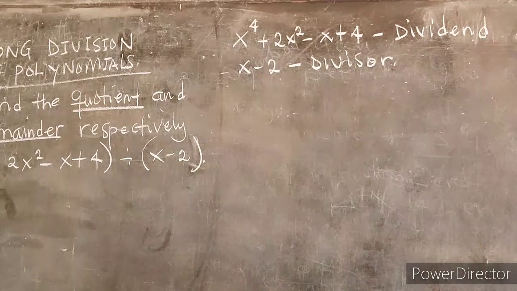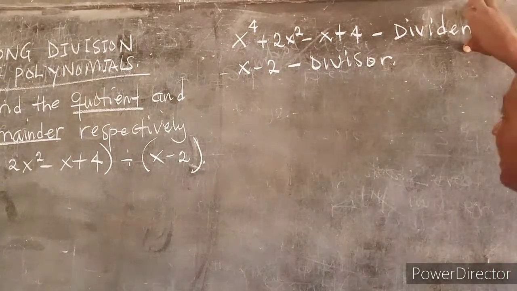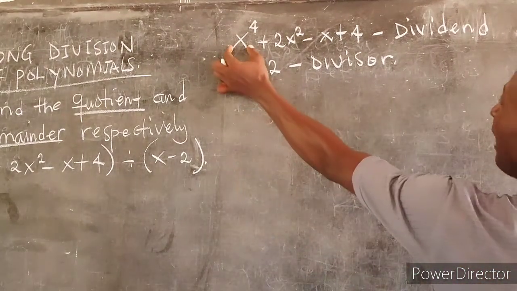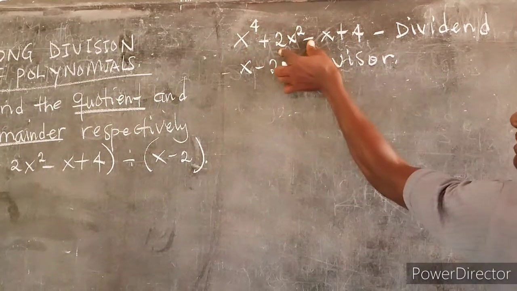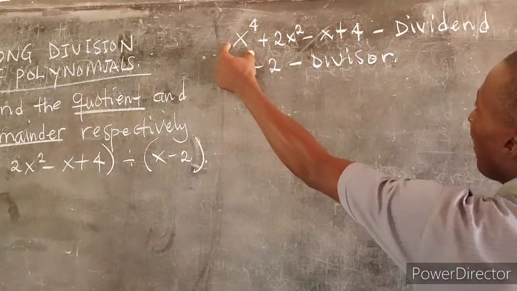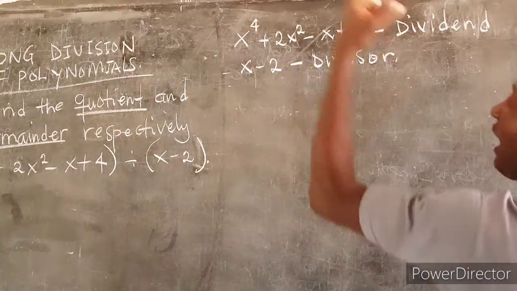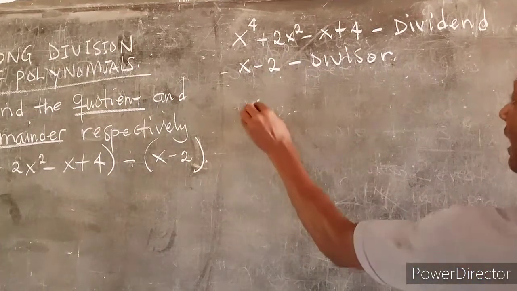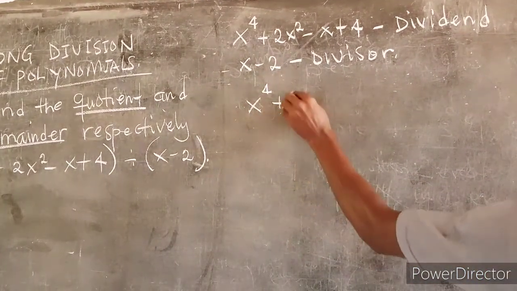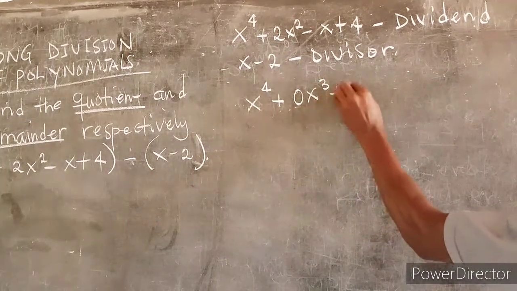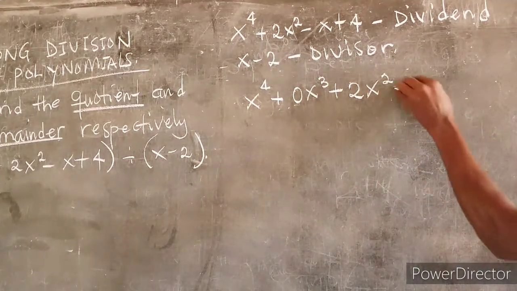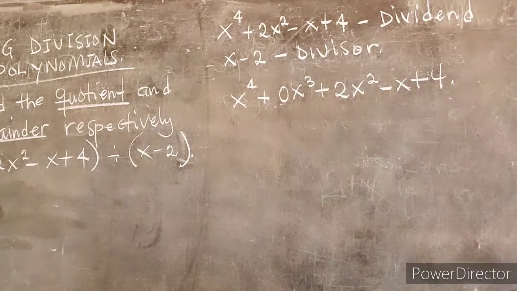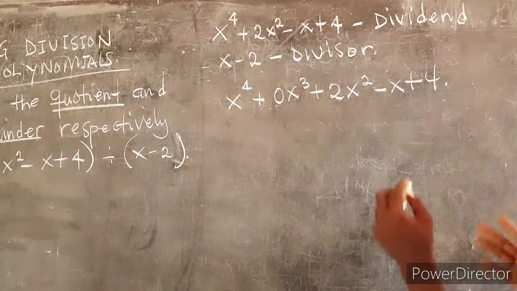In solving this problem, we have to observe the dividend. There's something missing in it. If you move from s raised to the power 4, do you come straight to 2s squared? No. You move from s raised to the power 4 to s cubed. Since there is no s cubed, we write s raised to the power 4 plus 0s cubed plus 2s squared minus s plus 4. Now you have arranged the dividend, so you can solve the problem by placing them on the long division sign.